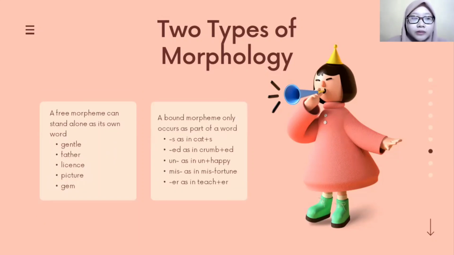A free morpheme can stand alone as its own word. For example, gentle, father, listens, picture, and gym. Meanwhile, a bound morpheme only occurs as part of a word, like s as in cats, it as in calm, un as in unhappy, mis as in misfortune, er as in teacher.